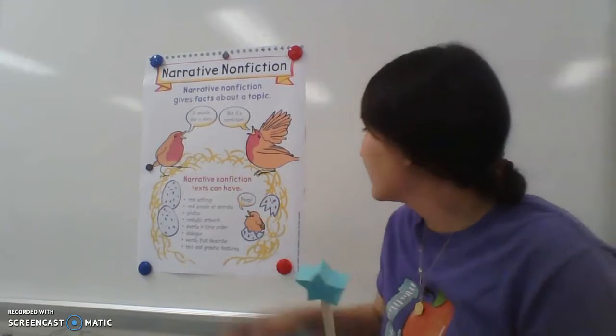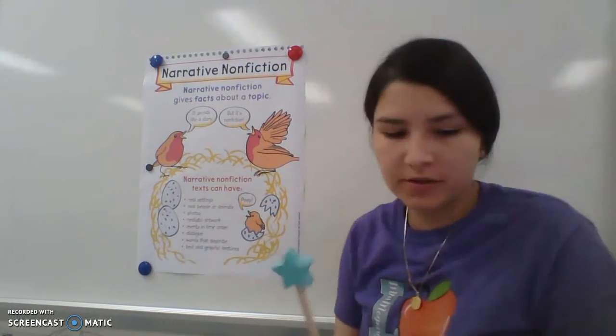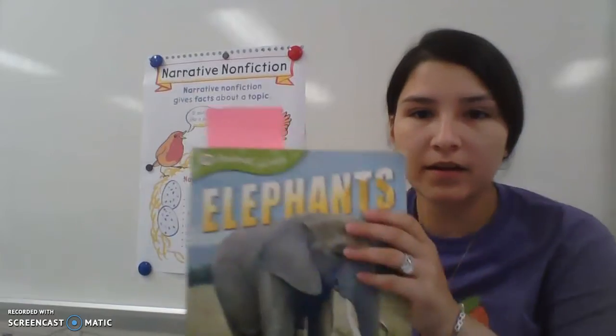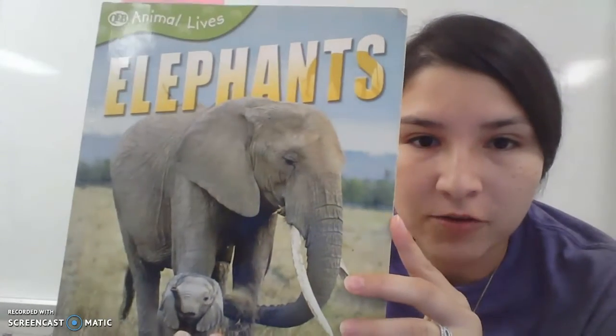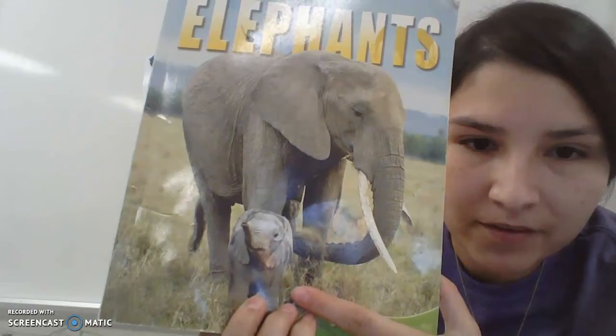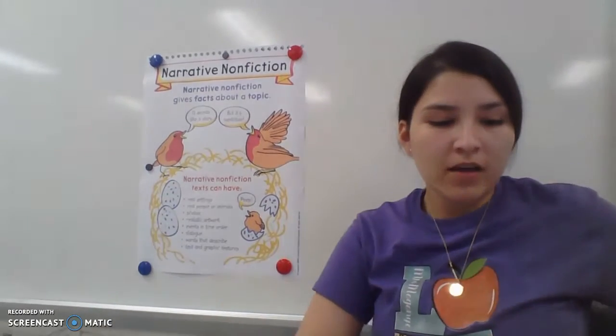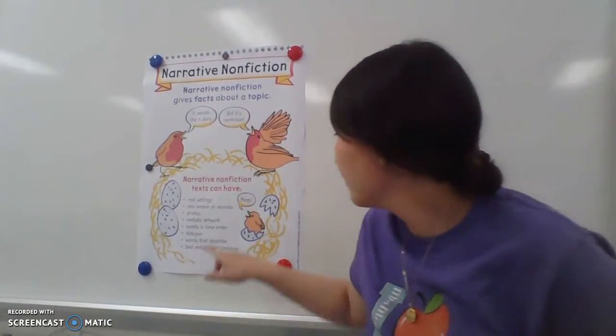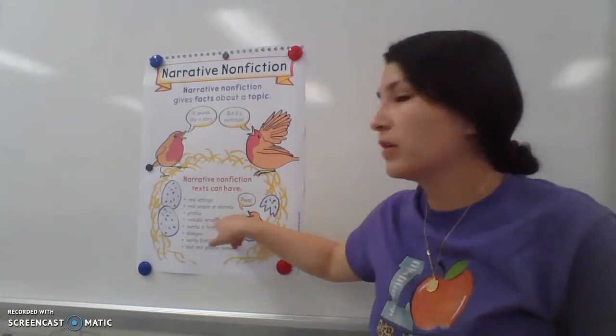Okay, the next one, photos. So right here I have a book, but you can see that's an actual photograph of an elephant. Photo, taken with a camera, it's real. It's not a drawing, right? So then that leads us to realistic artwork.